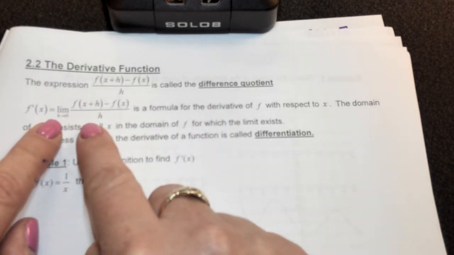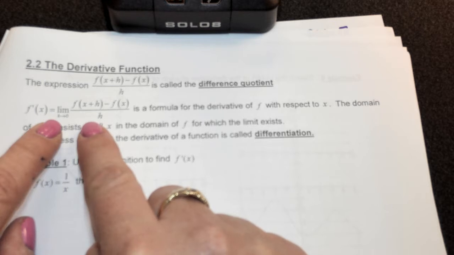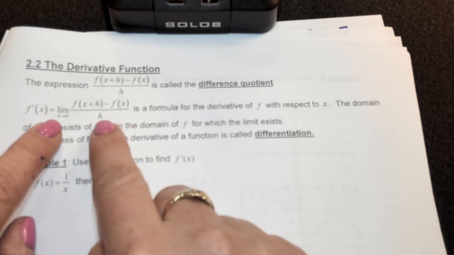When I had you calculate the limit as h approaches 0 of f of x plus h minus f of x all over h, this is what we call the derivative. The derivative is nothing more than the slope of the tangent line. We use derivatives for a lot of things in calculus. It's the first big calculus concept.